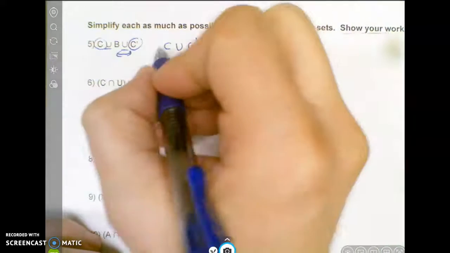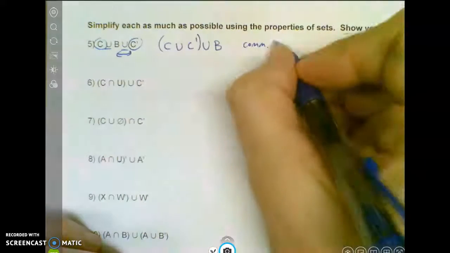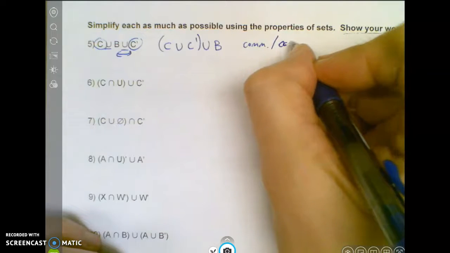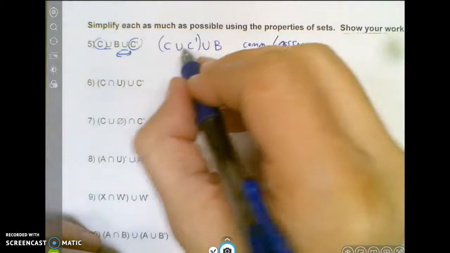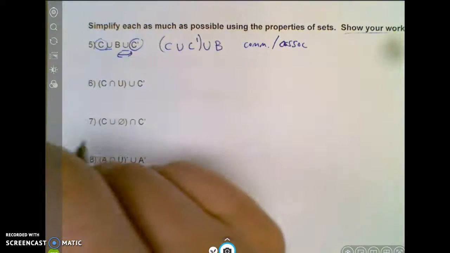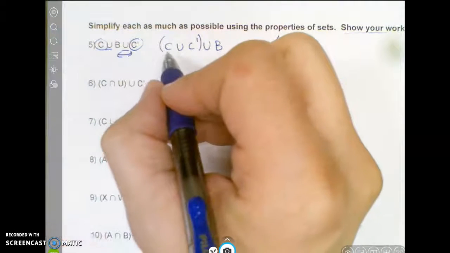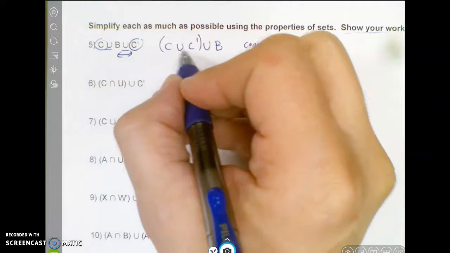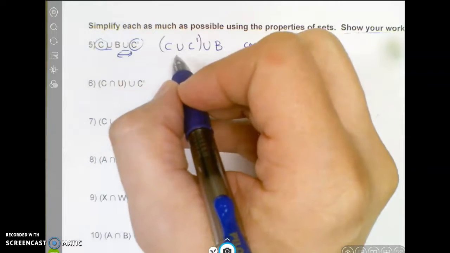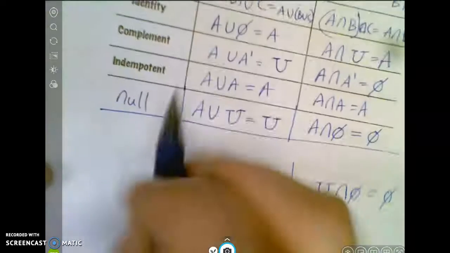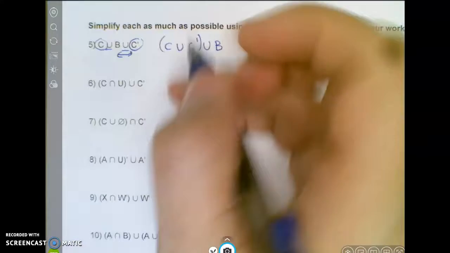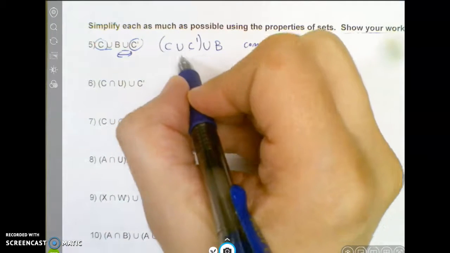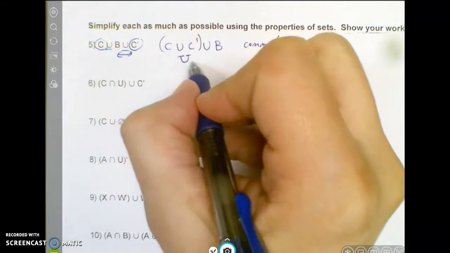I use the commutative property, and now I'm going to group these together, which is the associative property, which means I'm going to union these together before doing the B part. So what happens when you put a C together with a not C? Okay, we have that written down here. An A together with a not A is the universe. It's everything. Everything C and everything not C together makes the universe.